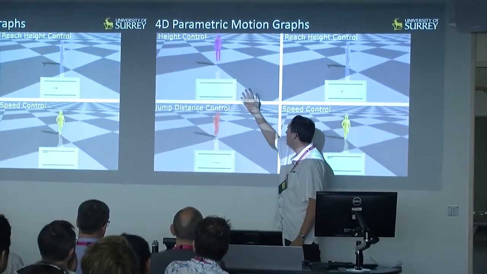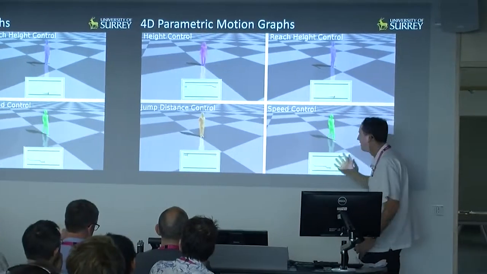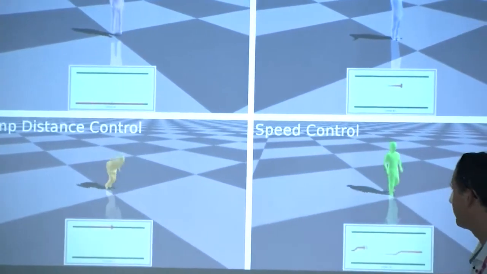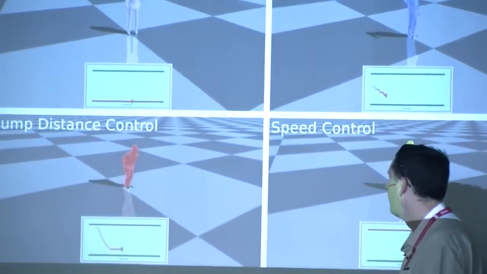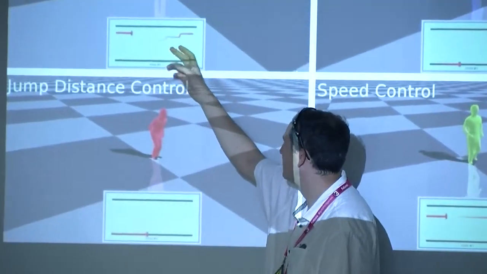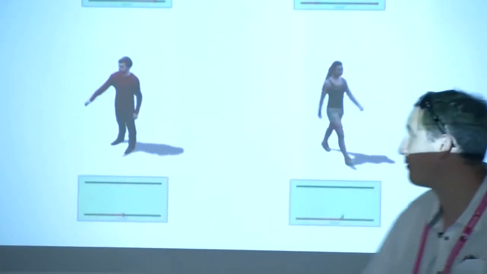Here, a small jump and a large jump. Here, a short leap, a long leap, a walk and a run. And in each case, we are interpolating between those motions to create a smooth piece of animation. The little heartbeat thing here shows where we are in terms of the interpolation between, say, a high jump and a short jump.